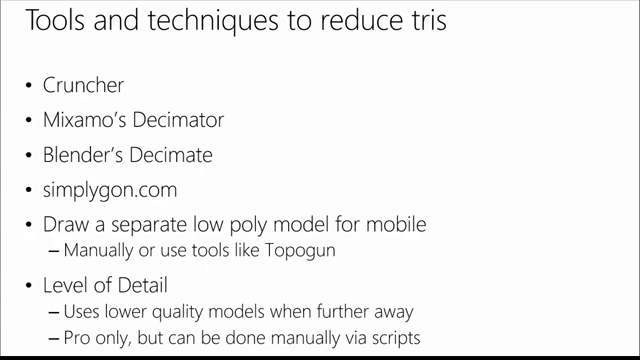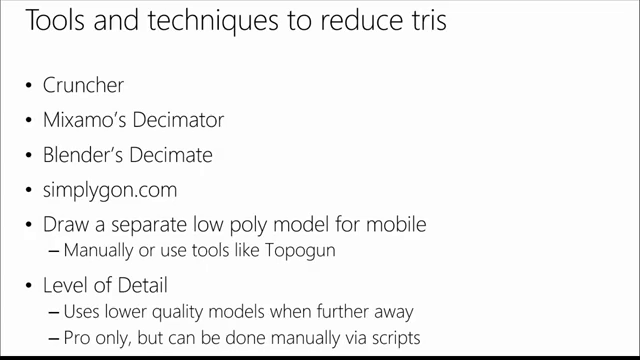Cool. There are various tools you can use. You can do them manually. You can go into your favorite tool to do it. There are third-party tools like Cruncher. I'll show you a quick demo of Cruncher. Mixamo has a neat one, Decimator. Blender has one built in called Decimate. There are third-party services. One of them is simplygone.com, where you can upload your model to a site. It happens online. Really, really cool. There are plenty of services out there that do it, different ways to do it.